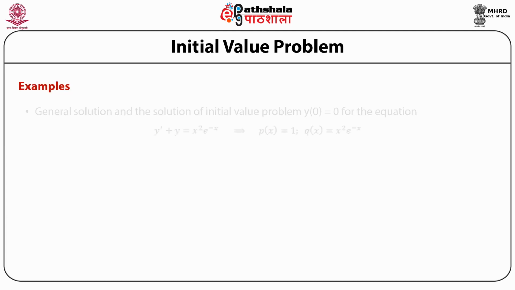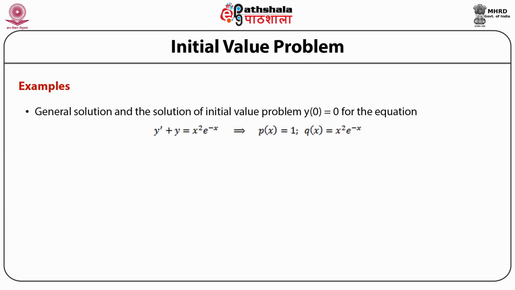First is to find the general solution and the solution to the initial value problem y at x = 0 is 0, for the equation given by y' + y = x squared times e raised to the power minus x. So, p(x) is equal to 1 in this equation and q(x) is equal to x squared times e raised to the power minus x. Now, the complementary equation is y' + y = 0. So, the solution will be y1 = e raised to the power minus x.